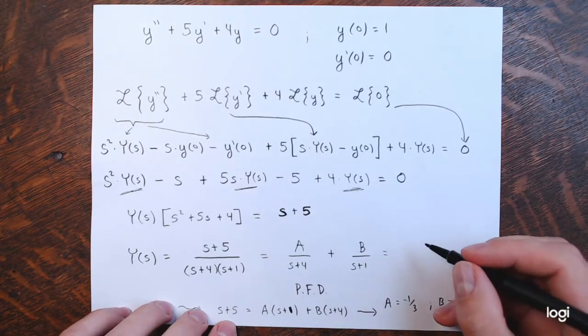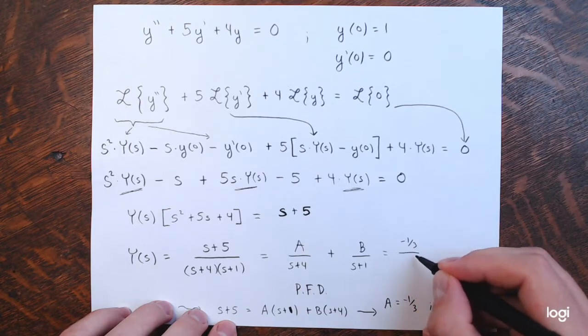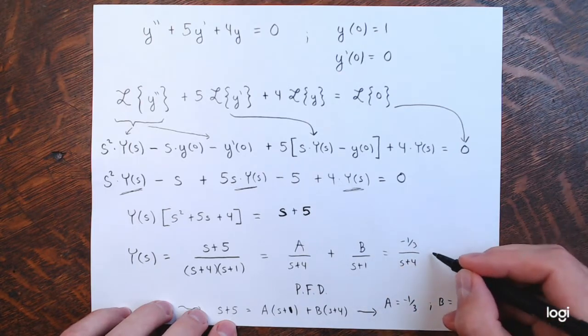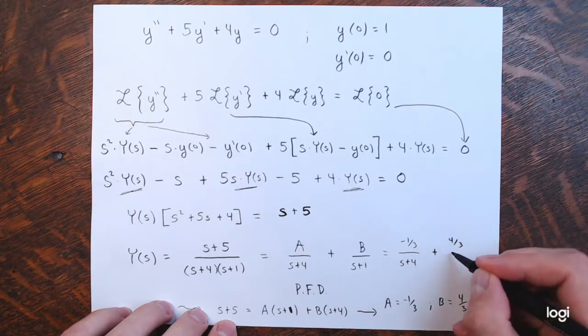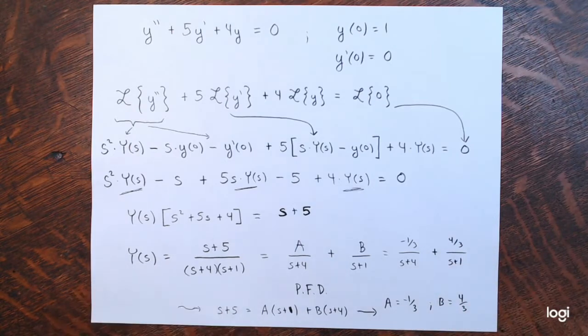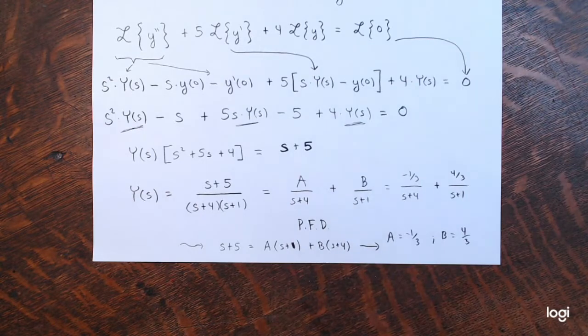So this is negative 1/3 over s plus 4 plus 4/3 over s plus 1. Okay, now let me just double check that real quick. Yeah, 4/3 for b and negative 1/3 for a. Okay, all right, and then I do the inverse, which is pretty simple again here. So far I've actually picked some pretty simple examples.